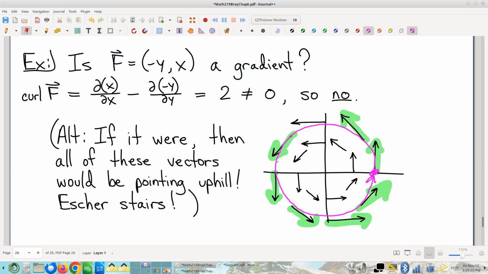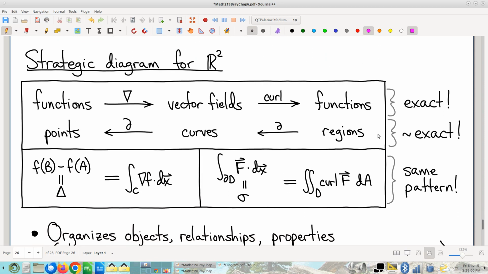Okay. All right. Moving along. So, this strategic diagram, this is a weird conversation that I want to have with y'all.